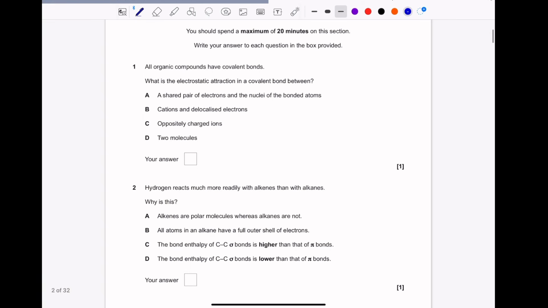Question 1 is, all organic compounds have covalent bonds. What is the electrostatic attraction in a covalent bond between? So this would be the shared pair of electrons and the nuclei of bonded atoms. B describes metallic bonding, C describes ionic bonding, and between two molecules, that would be intermolecular forces.